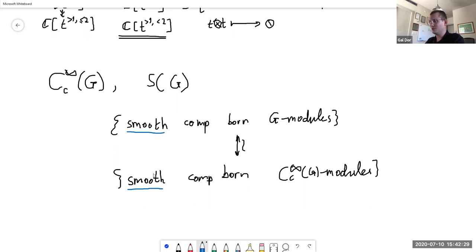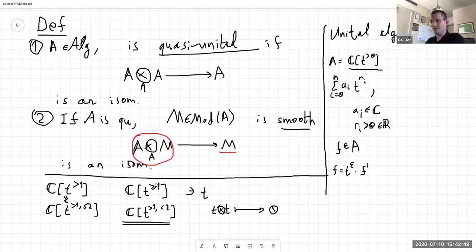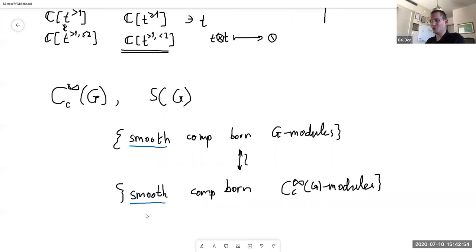Is it purely algebraic? When you're talking about smooth bornological modules over this bornological algebra, are you requiring this isomorphism to be a bornological isomorphism? Yes, I require the isomorphism to be a bornological isomorphism. So it's not a purely algebraic notion, actually. Not purely algebraic, but it is very close. Yes, you're absolutely correct. Your comment is in place.